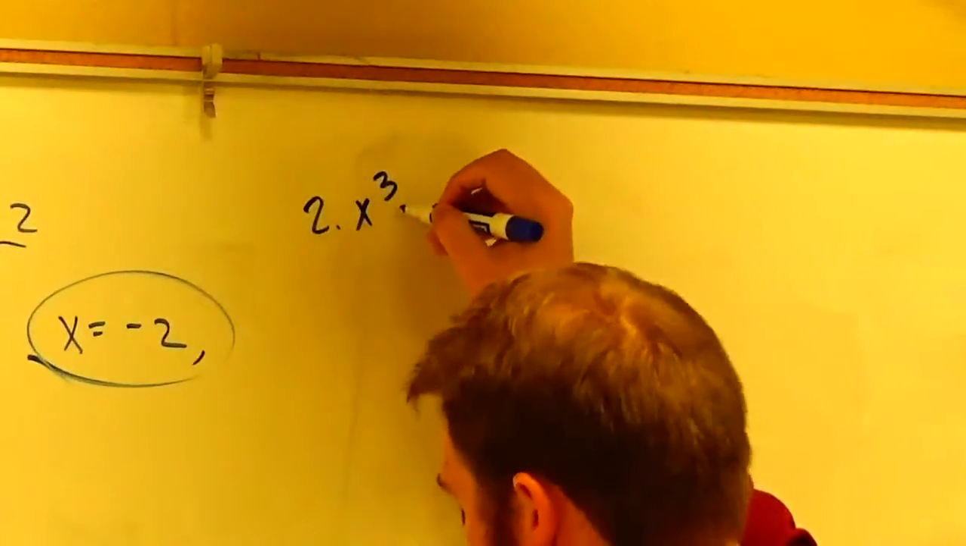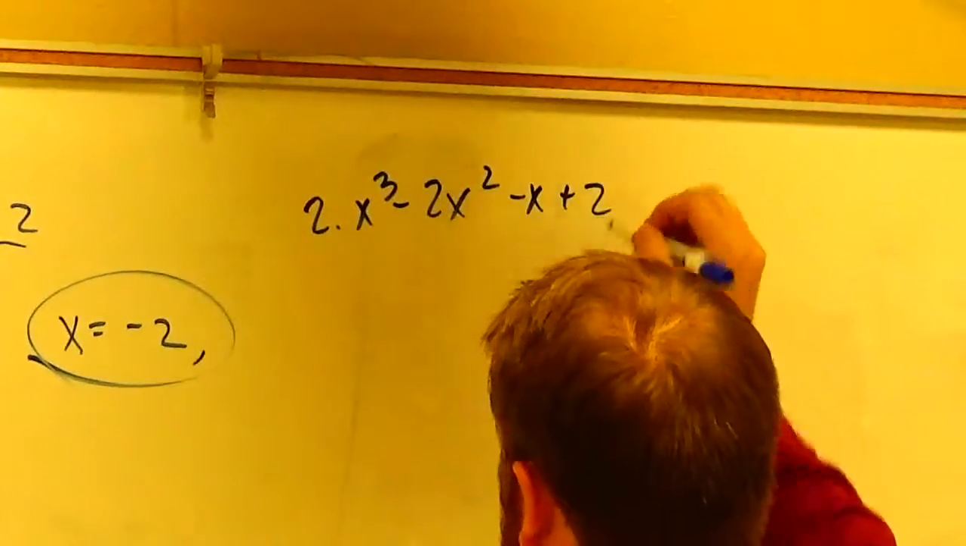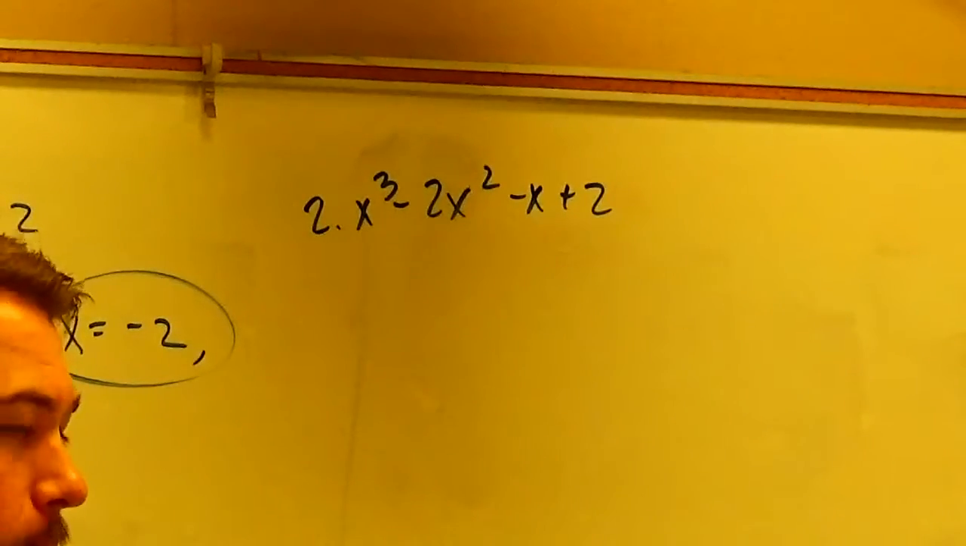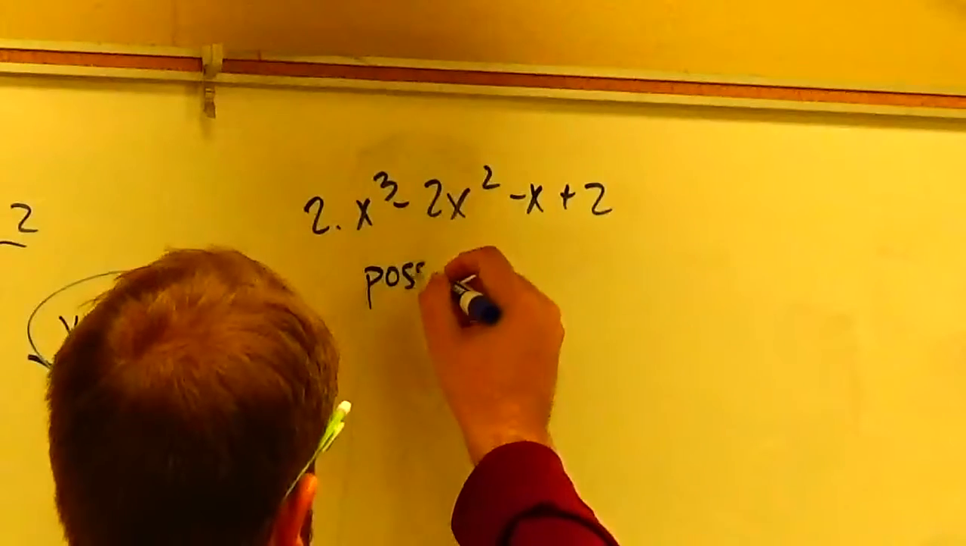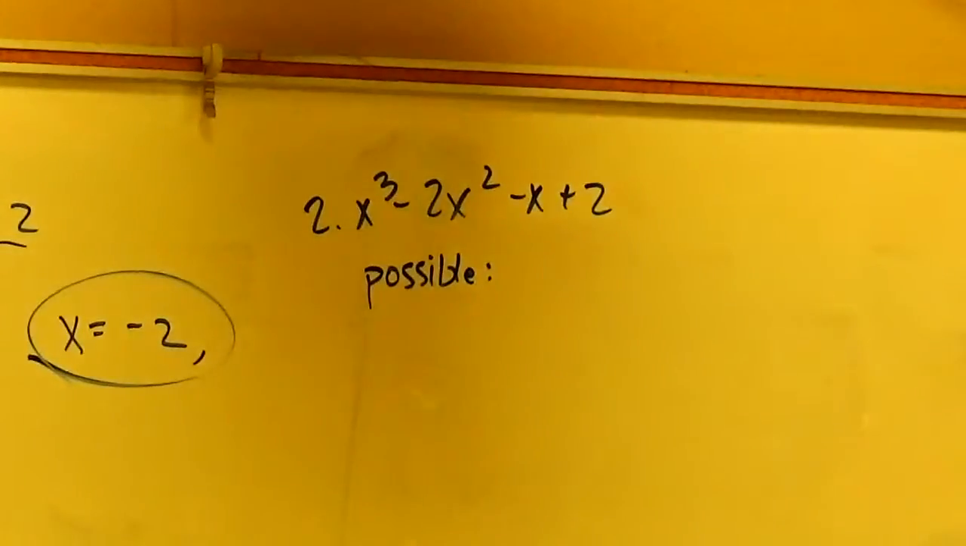X to the third minus 2x squared minus x plus 2. All right. So let's start and pretend we don't know that negative 1 is an answer. Let's just start by finding our possible solutions. Possible rational answers, by the way. To do that, what goes on the top?